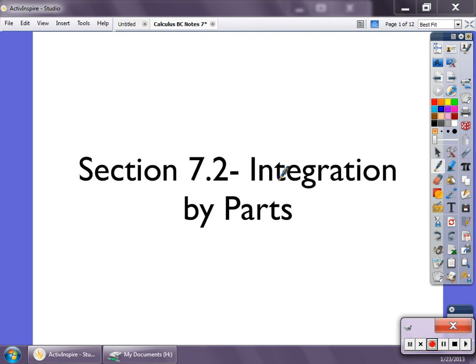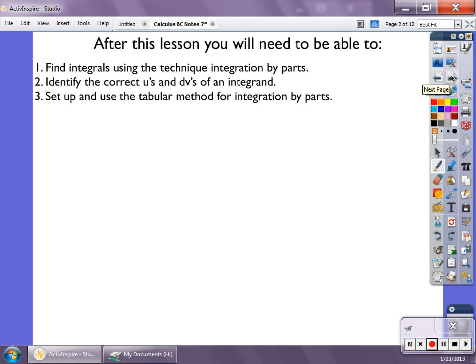Today we're studying integration by parts. What integration by parts allows us to do is integrate a very wide range of functions. Right now we're kind of limited to some formulas that we know. And by studying this, we're going to expand the list of functions we can take the integral of.